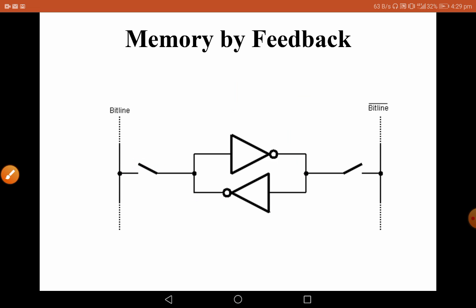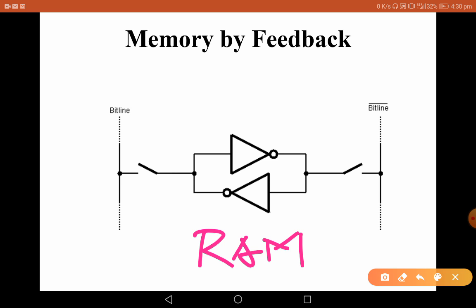We have feedback, and this is the simple understanding of memory. This circuit is practically applied in everyday memory. Here this is RAM. Random access memory is designed using these back-to-back connected inverters. So this is the concept of memory.